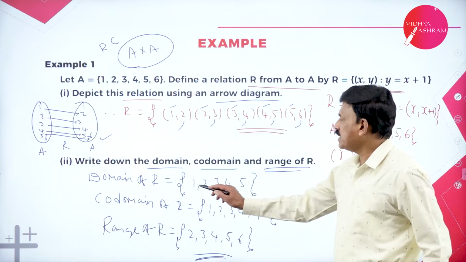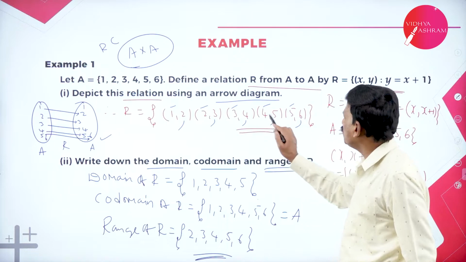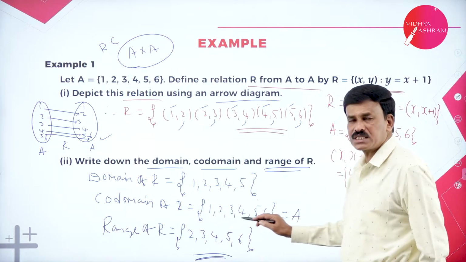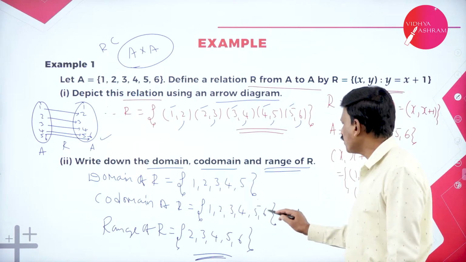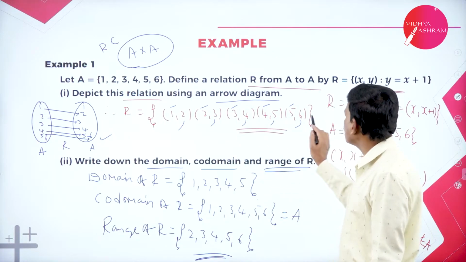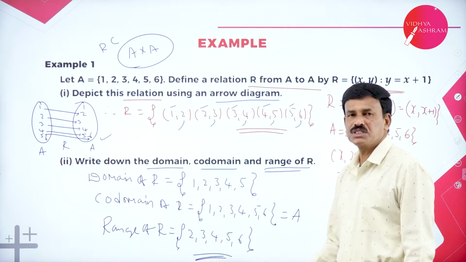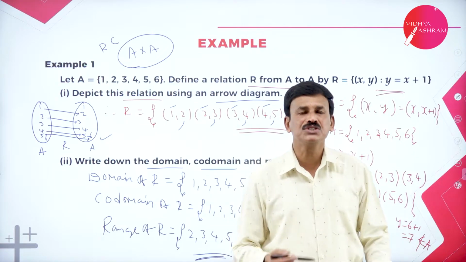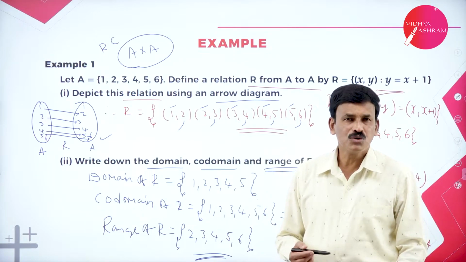See here, domain is nothing but the set of all first elements of the relation: 1, 2, 3, 4 and 5. Codomain is nothing but the set B itself, that is 1, 2, 3, 4, 5, 6, which is A. Now, range is nothing but the set of all second elements of the relation: 2, 3, 4, 5, 6. So, this is how we find the domain, codomain and the range. This is a very important concept and very easy. Okay, hope you followed this.